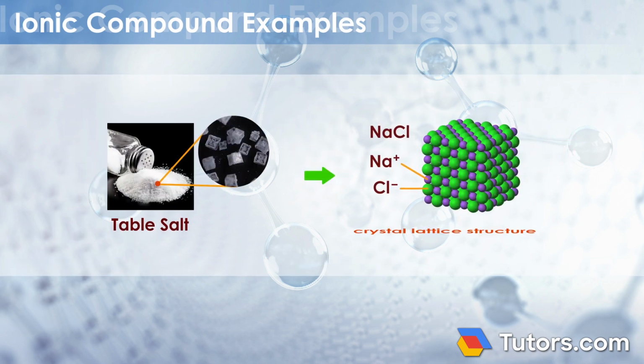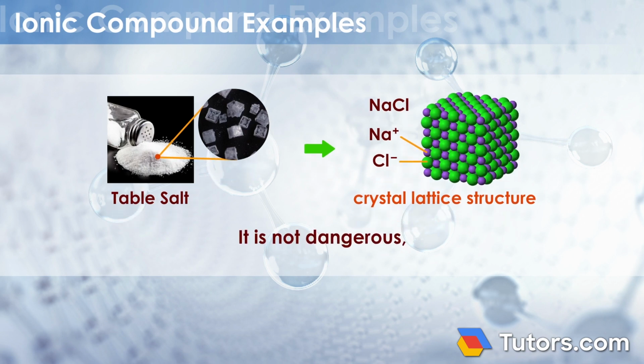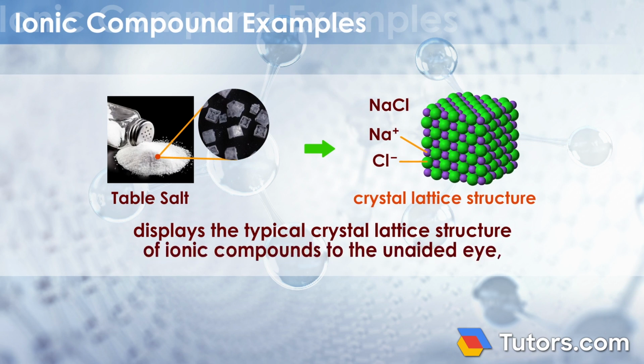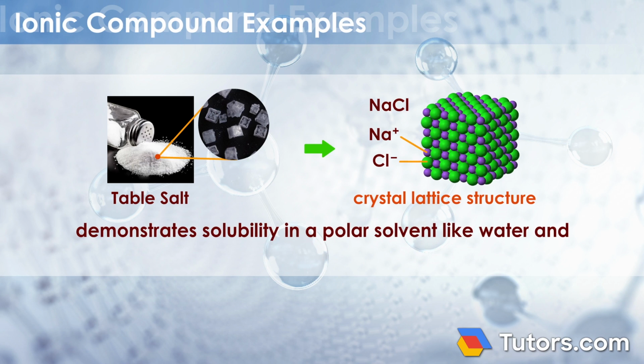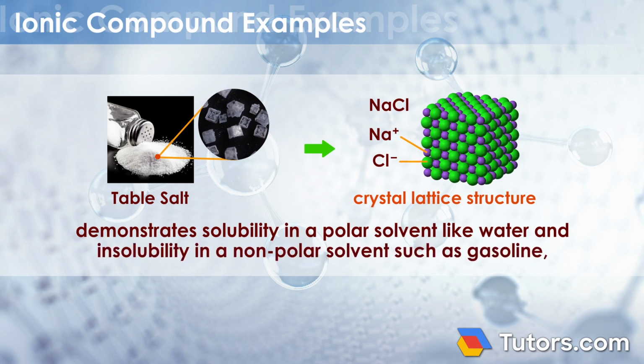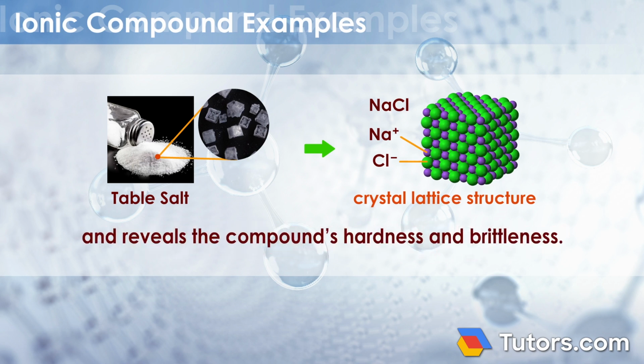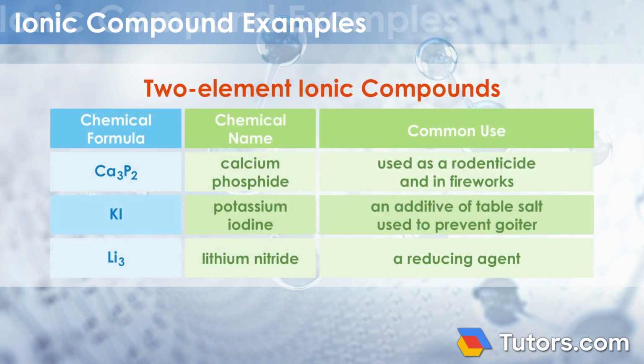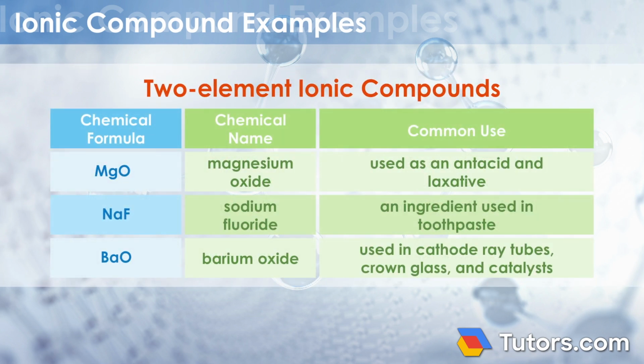Table salt is an excellent ionic compound readily available for quick study. It is not dangerous, displays the typical crystal lattice structure of ionic compounds to the unaided eye, demonstrates solubility in a polar solvent like water and insolubility in a nonpolar solvent such as gasoline, and reveals the compound's hardness and brittleness. Here is a list of other two-element ionic compounds and what they are commonly used for.